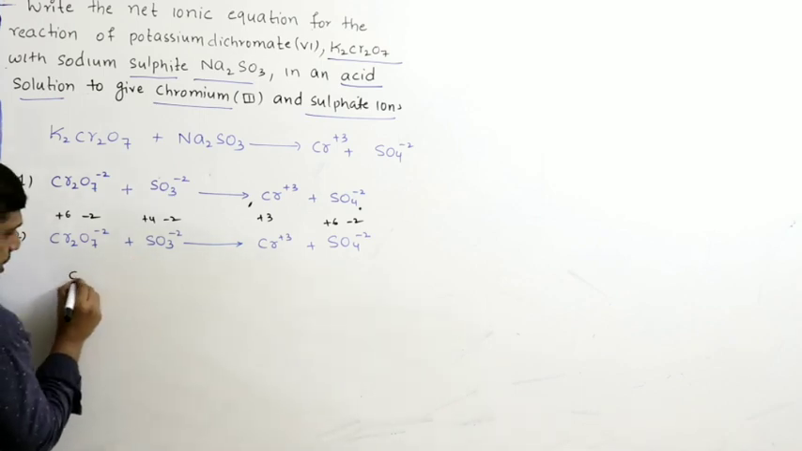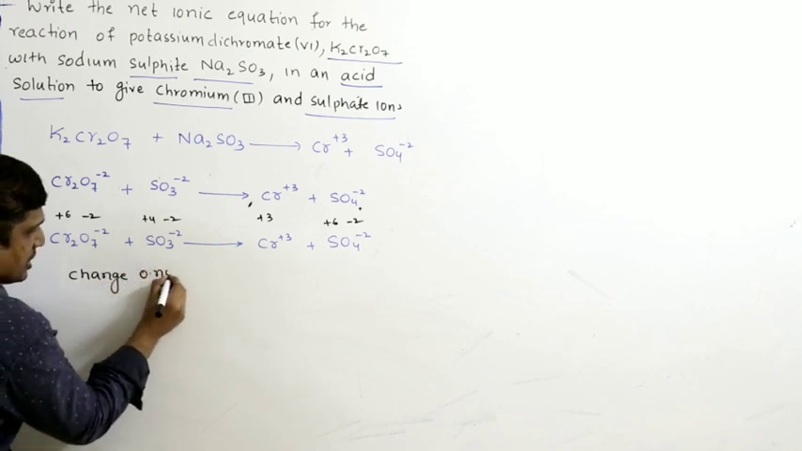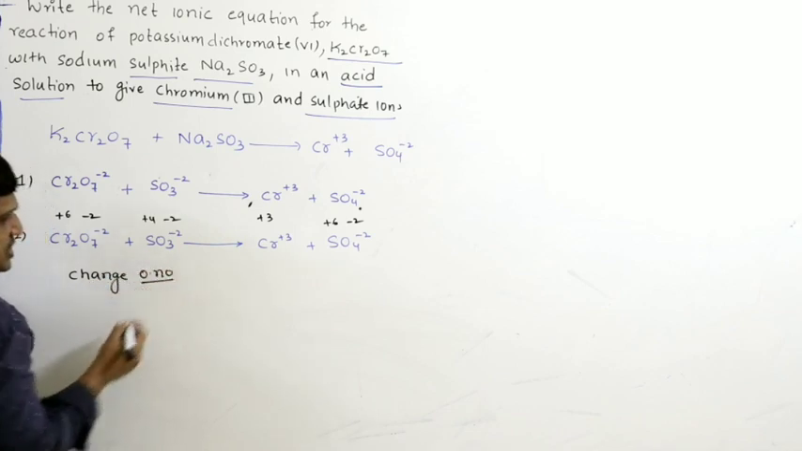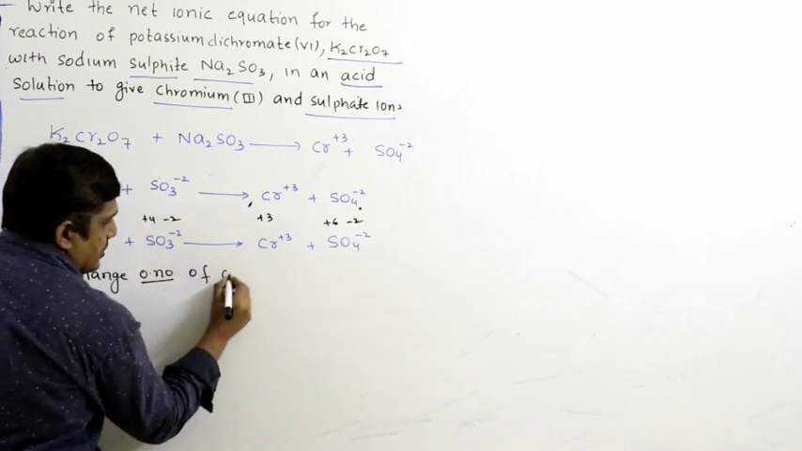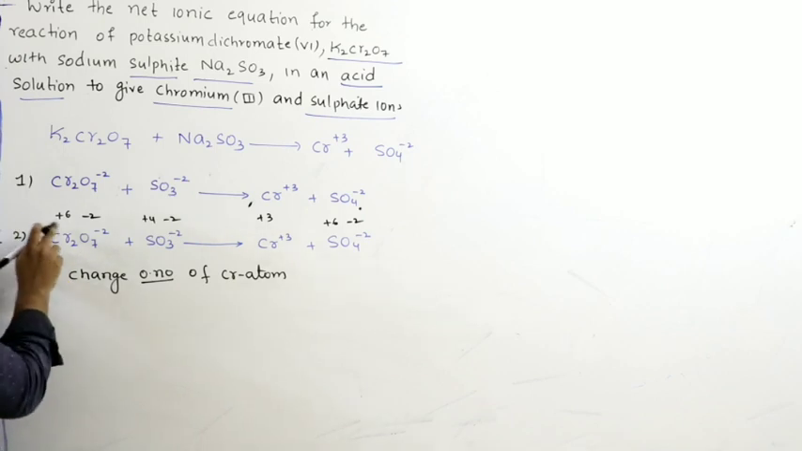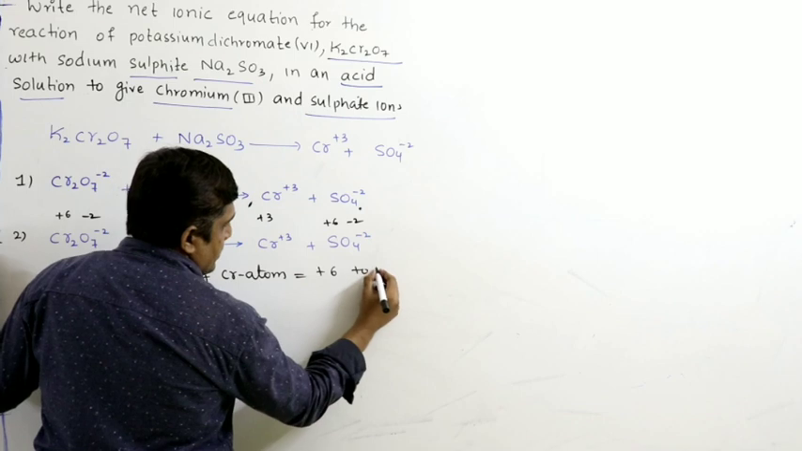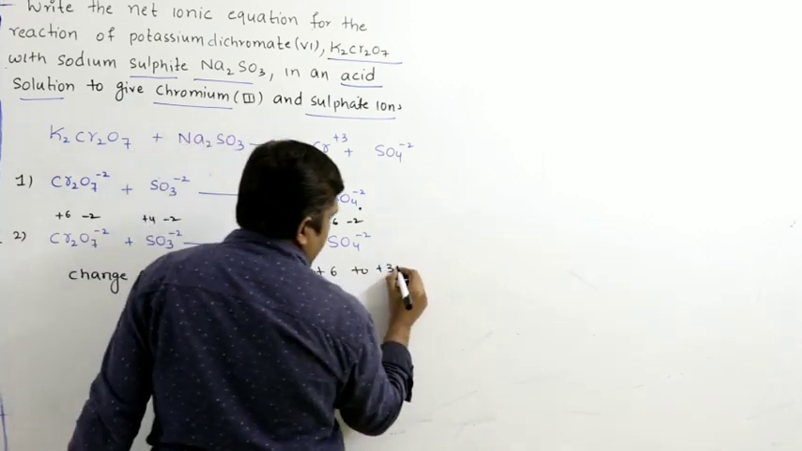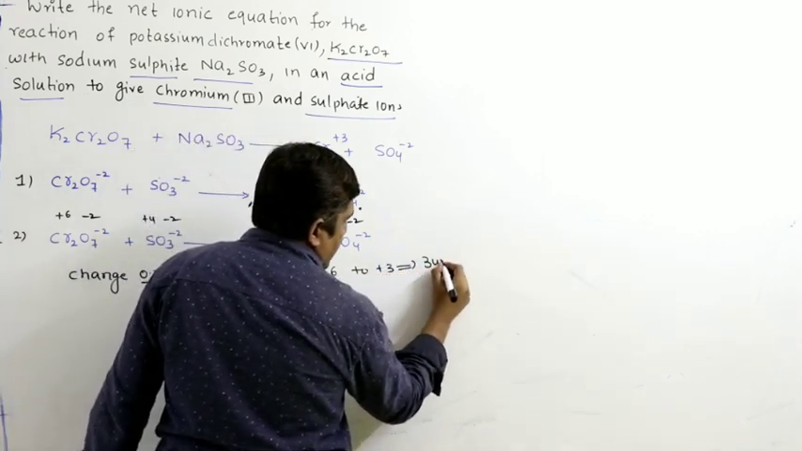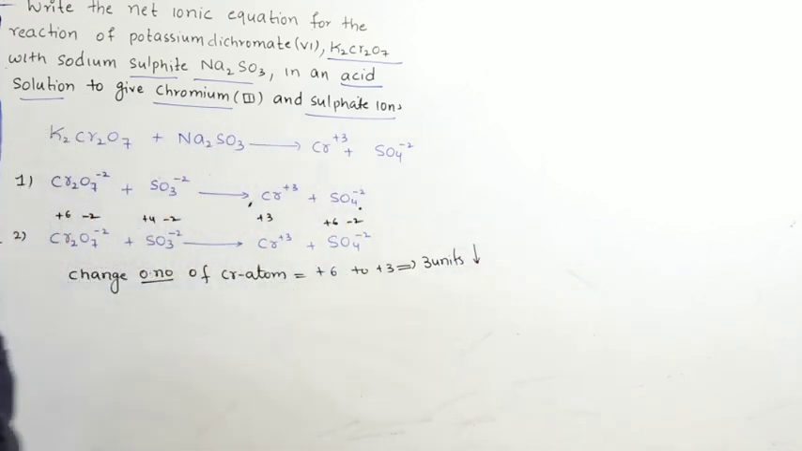Now, the change in oxidation number of the chromium atom. What is the oxidation state of the chromium atom? +6. It changes to +3. So there is a 3 units decrease.